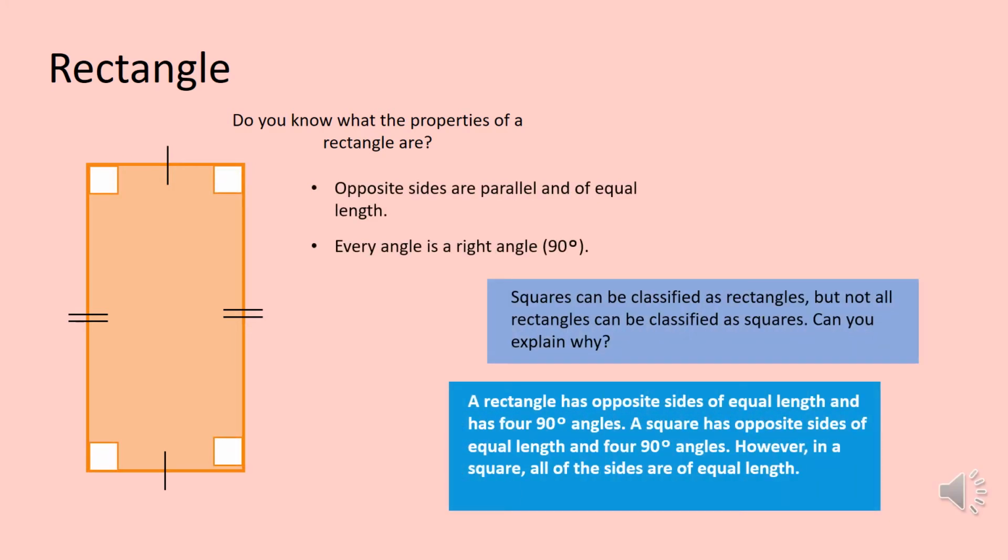So, were you able to tell me why squares could be classified as rectangles, but not all rectangles could be classified as squares? So, a rectangle has opposite sides of equal length and has four 90 degrees angles. A square has opposite sides of equal length and four 90 degrees angles. However, in a square, all of the sides are of equal length. Got it?